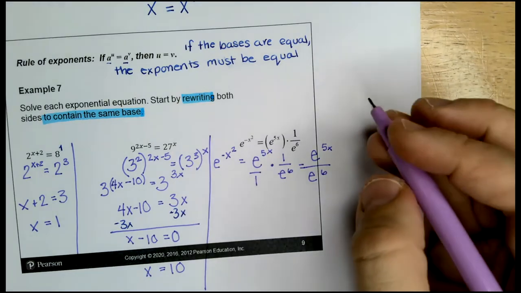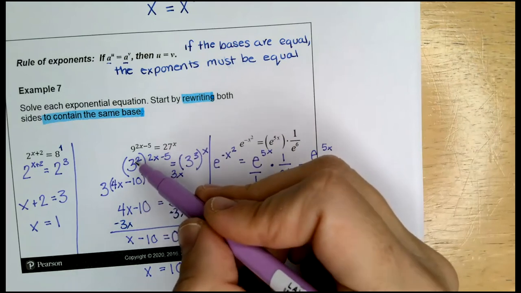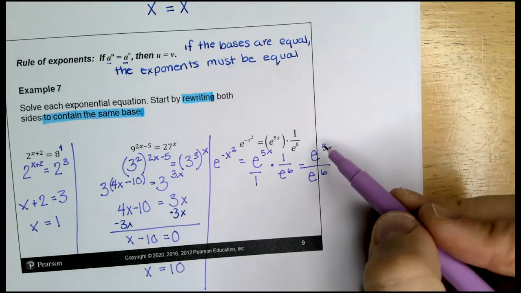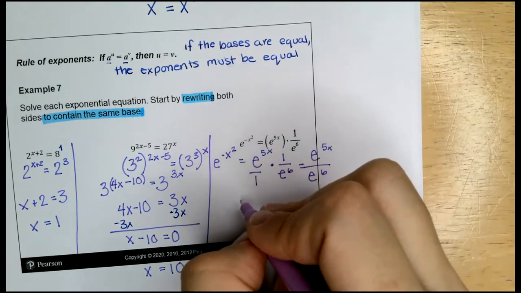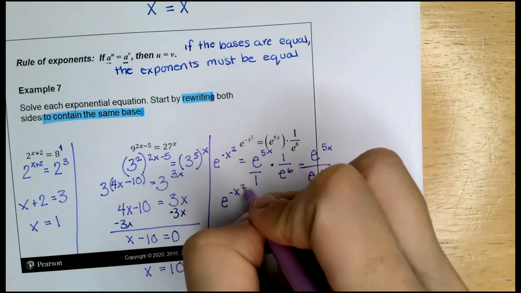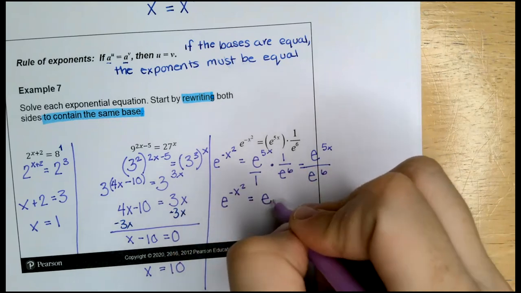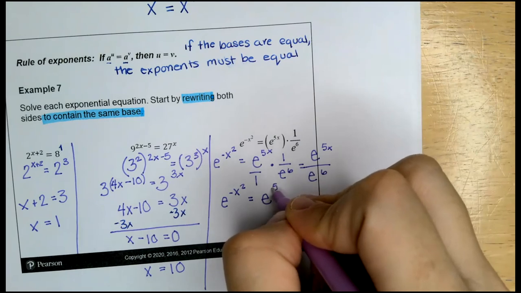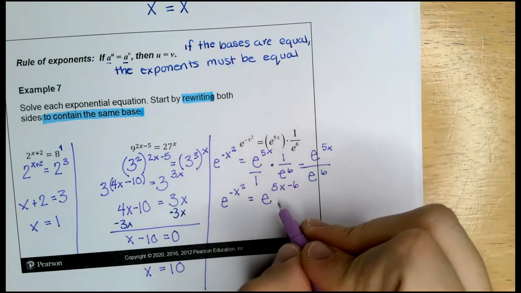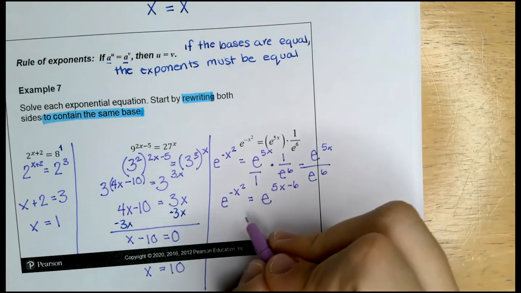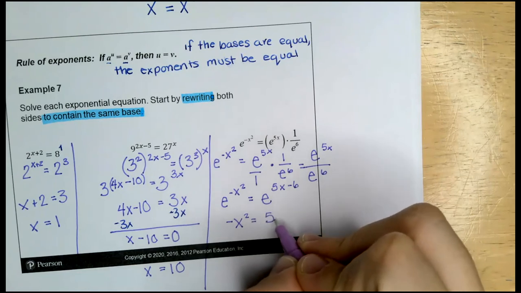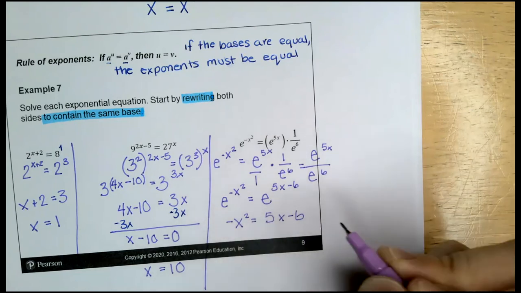Good. Just like the rule of exponents where I said they multiply, the rule of exponents here is we can subtract them if the base is the same. So now I'm going to say e to the negative x squared is e to the 5x minus 6, instead of a fraction. Now, if you'll notice, we have the same base, so I'm going to get rid of the base and just say negative x squared is 5x minus 6.